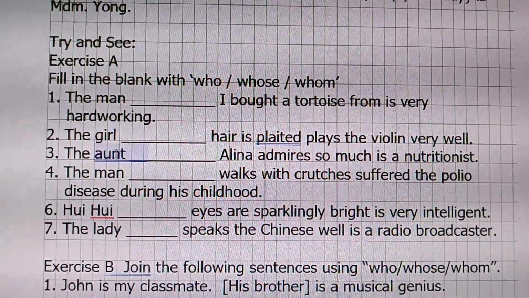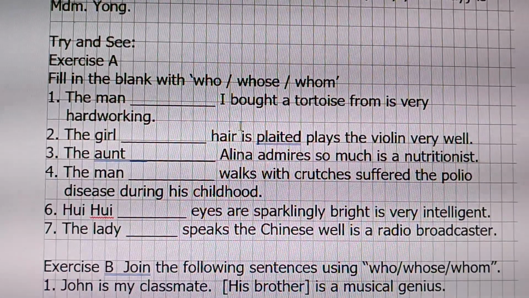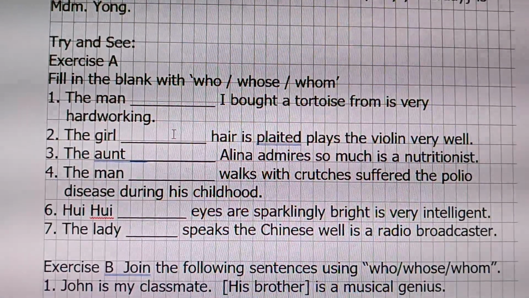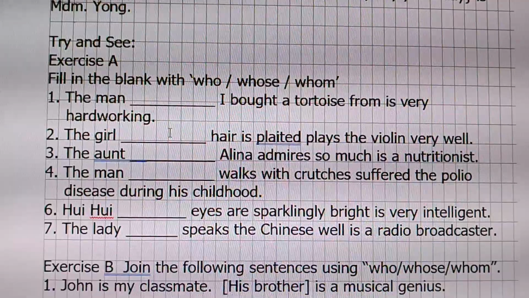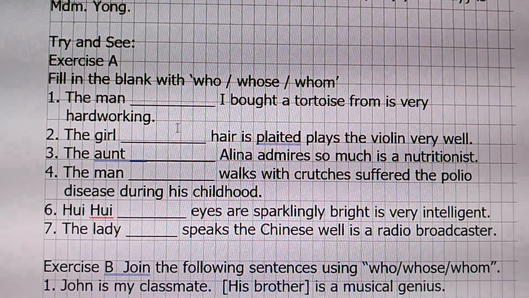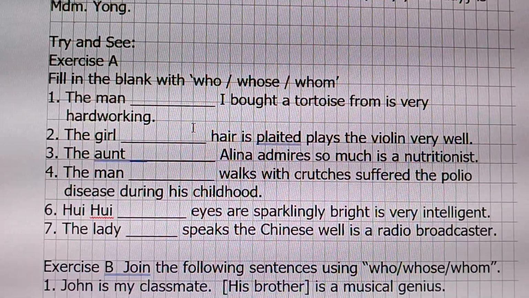All right, number 2, the girl, you see, whose hair? Of course, it's her hair, right? Whose hair is plaited plays the violin very well. All right, this you cannot omit. Only the objective case. When it is in the objective case, you can omit the relative pronouns.